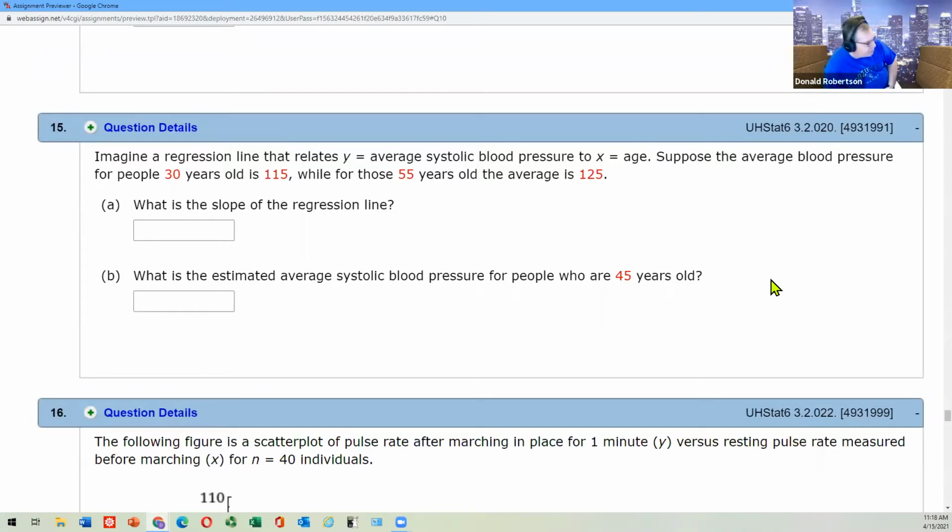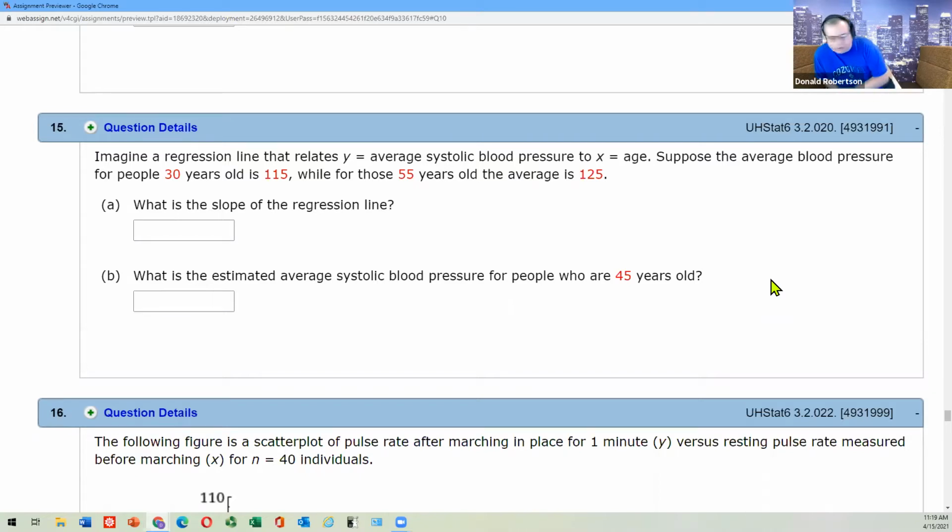Imagine a regression line that relates the average systolic blood pressure to your age. So you collected data on, say, 100 people at different ages, 12-year-olds and 82-year-olds, and you took their average systolic pressure. So you went in and maybe measured it on 3 or 4 different days just to get an average, right? And you plotted that number. You get a scatter plot, right?